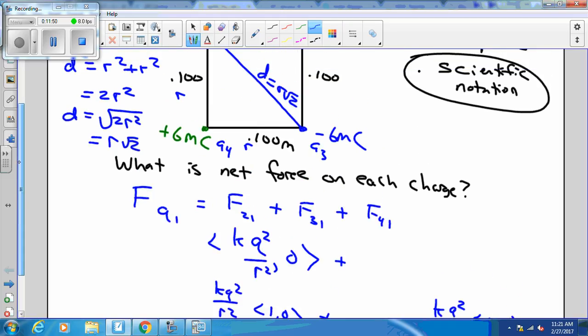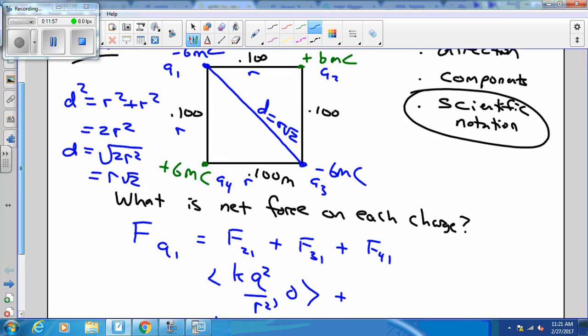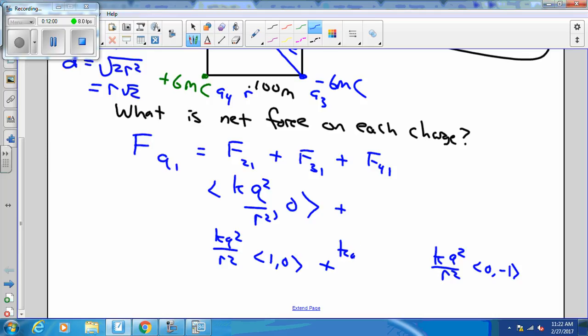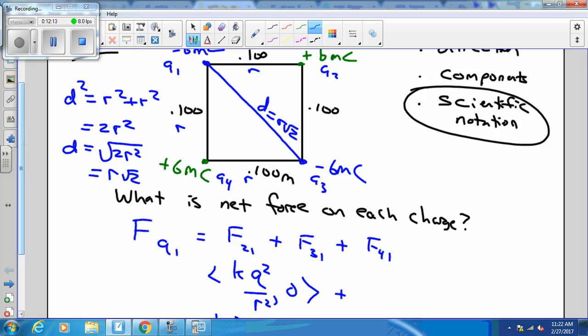All right, now let's come back and do the F31. The F31, same two charges, but my distance is a little bit different. It's r root 2. So I'm going to plug in kq squared over r root 2 squared. What about that direction vector? That direction vector is going to be the cosine comma sine component. And because the angle here is negative 45 degrees, well, actually, is that the angle I should be using? Let's think.